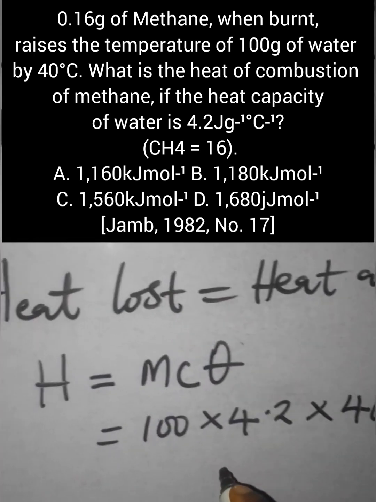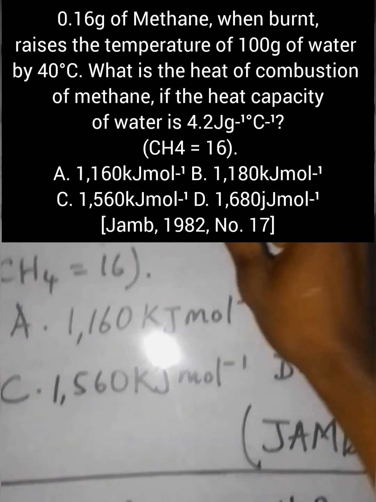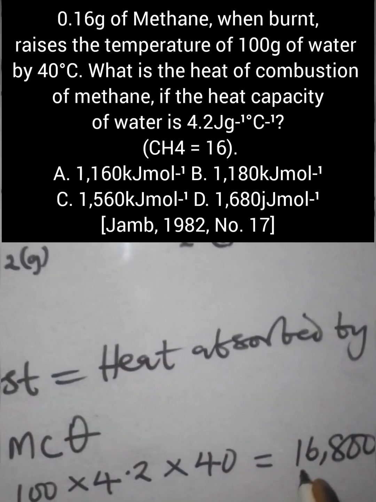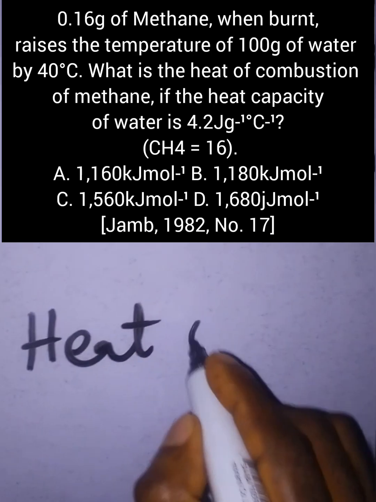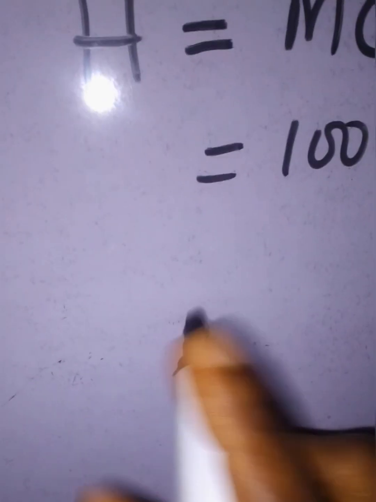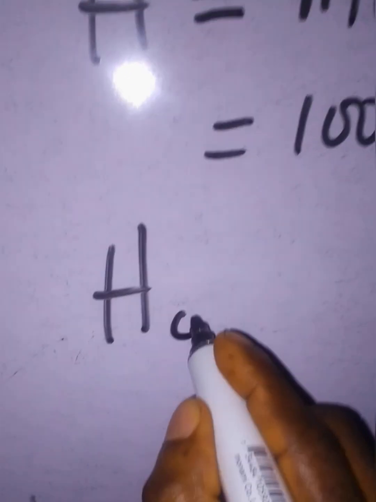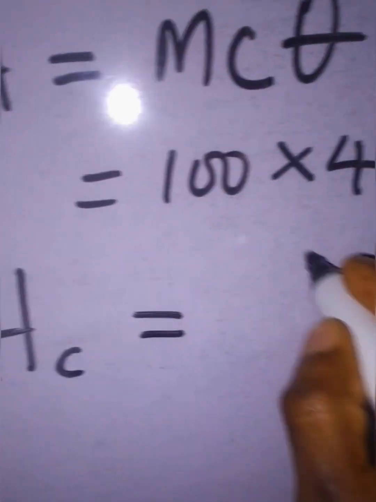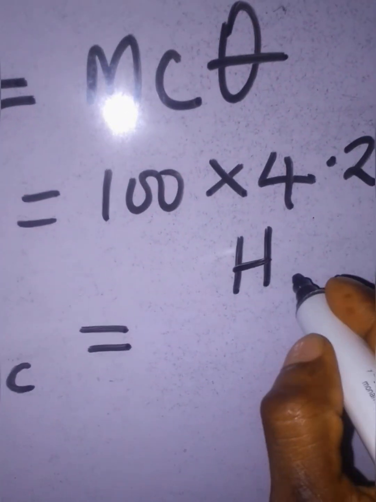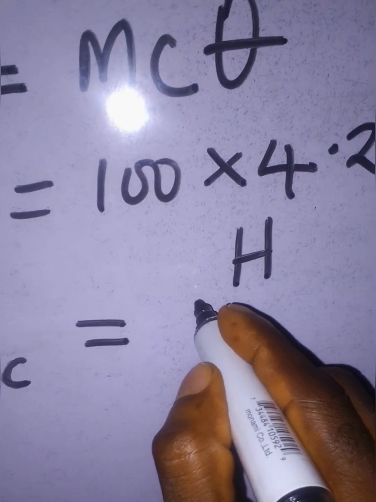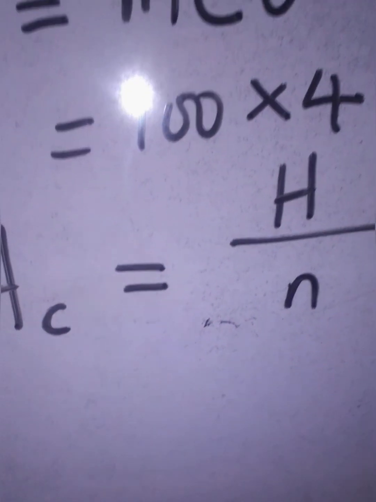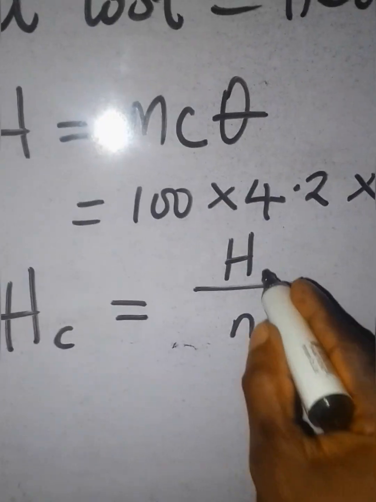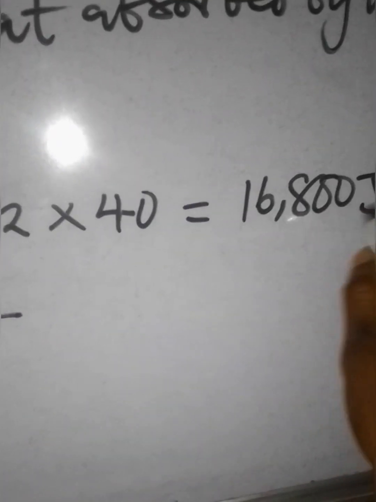So they asked, what is the heat of combustion of methane? So this is actually the heat released. But heat of combustion, which is designated HC, let's just use HC. Heat of combustion is actually the heat released divided by number of mole. Number of mole is n. Now, we have gotten the heat released, which is 16,800 joules.